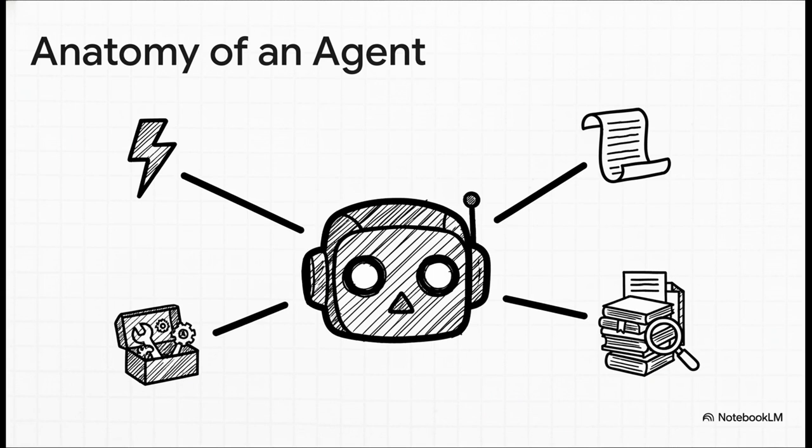So let's break down what an agent is actually made of. It has a trigger, which tells it when to run. But here's the magic. You also give it instructions on how to think. You give it tools, like access to other apps, and you can even give it knowledge sources, like documents to read for context. It's this unique combination that lets it actually reason about a problem.